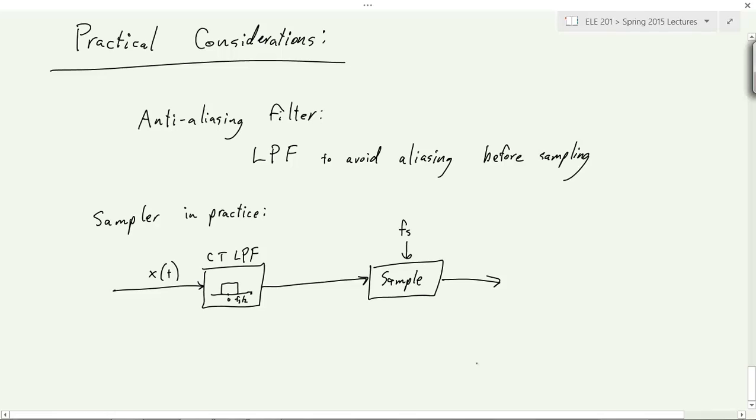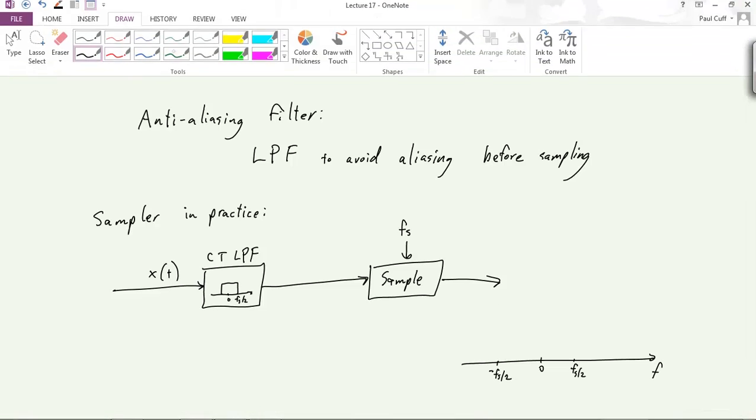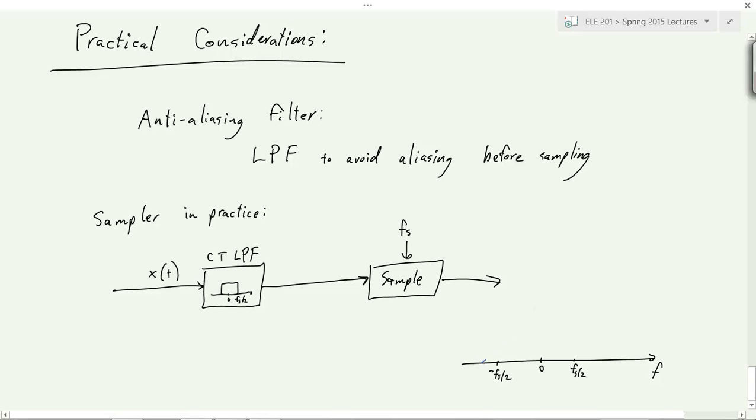Good. So if your actual spectrum was originally outside of the range that you could have dealt with, so let's say here's fs over 2, and here's negative fs over 2, and suppose you had something that actually had some content outside there.